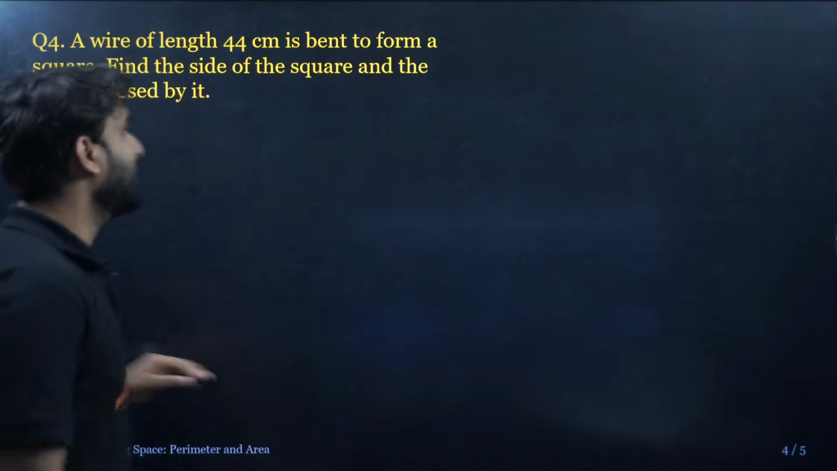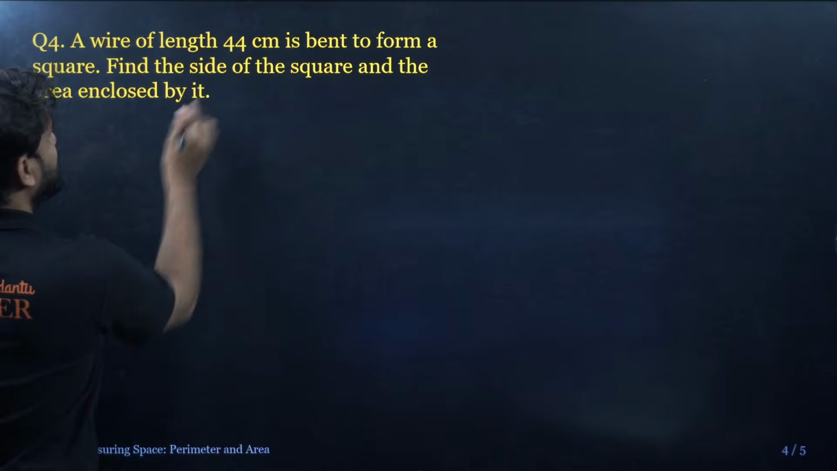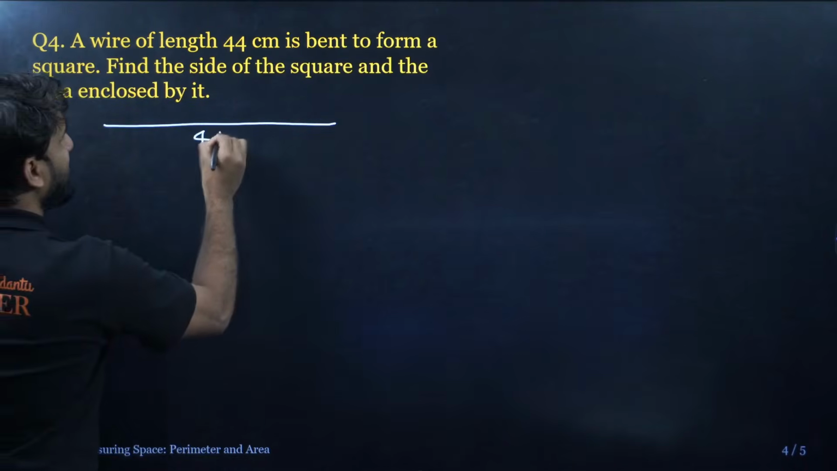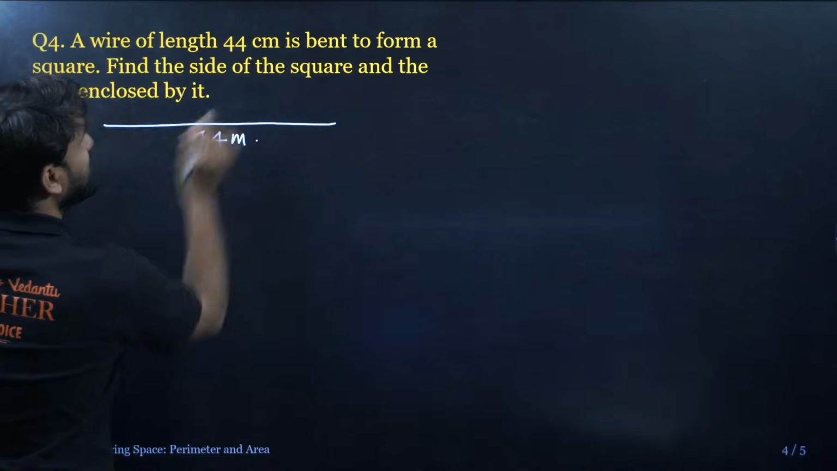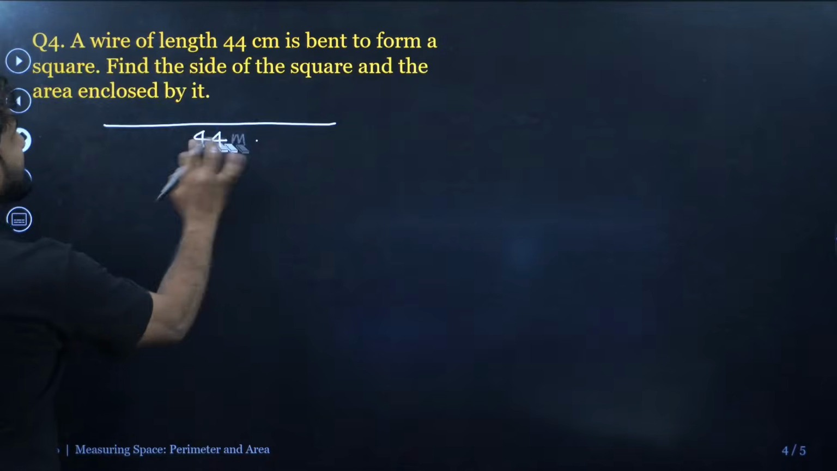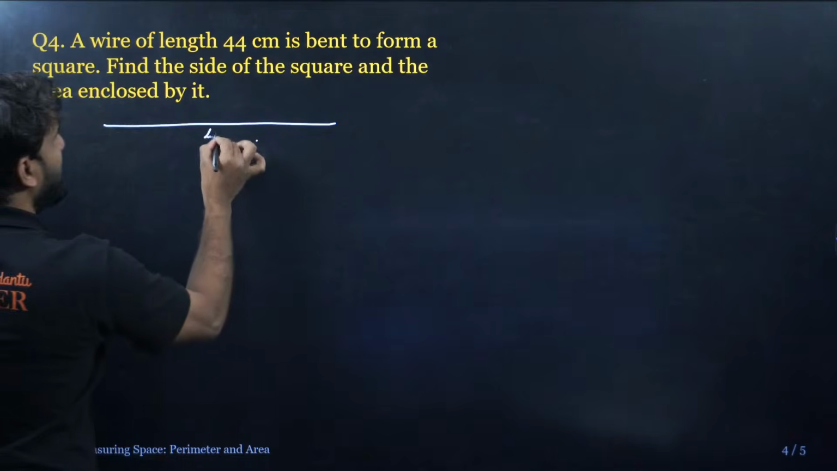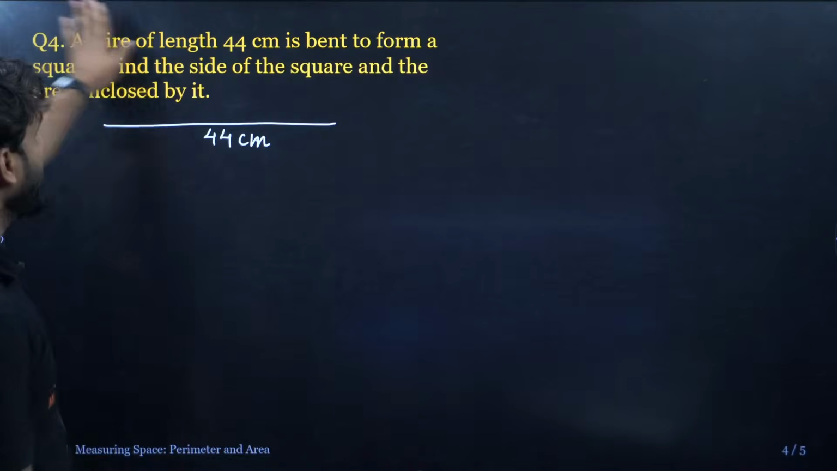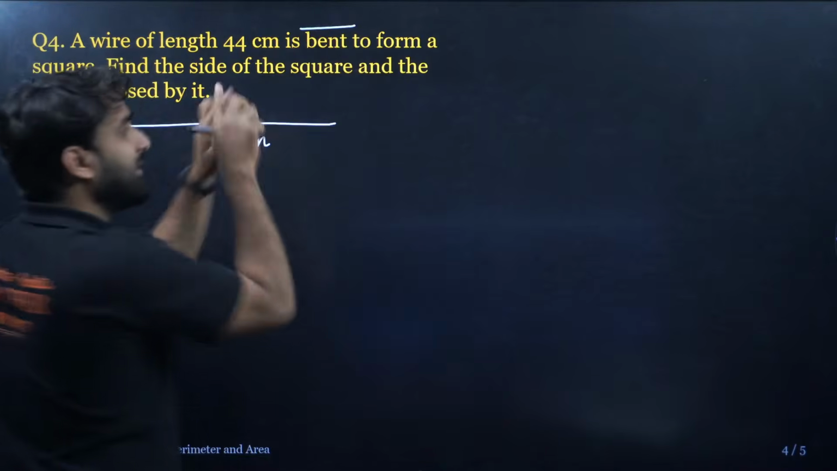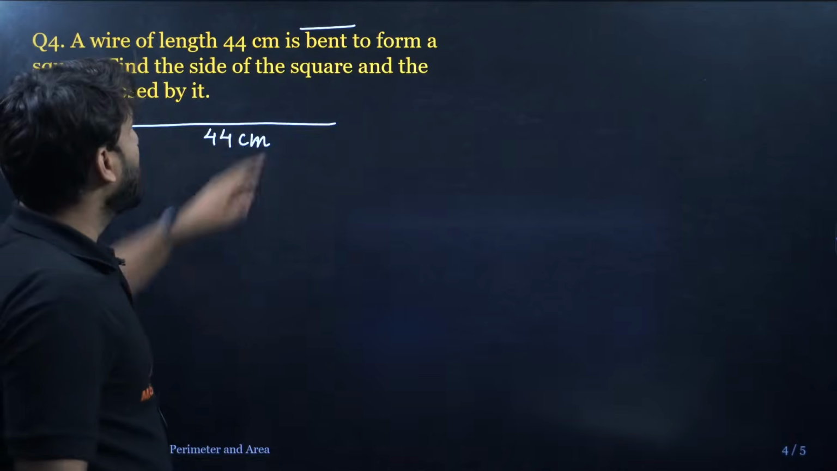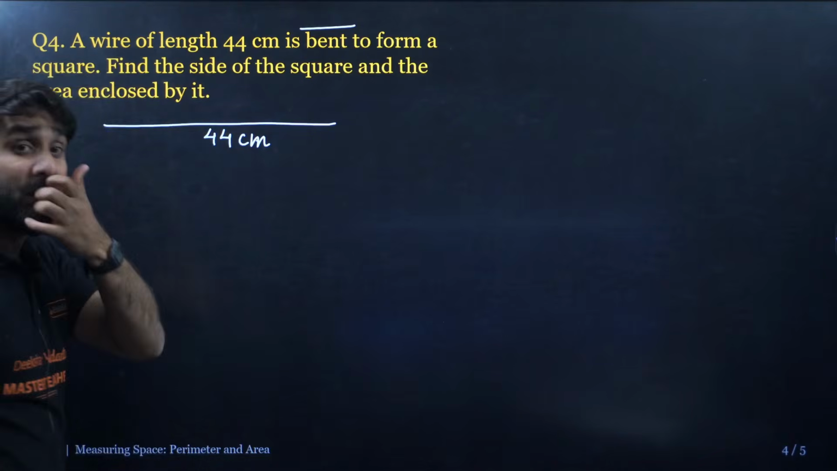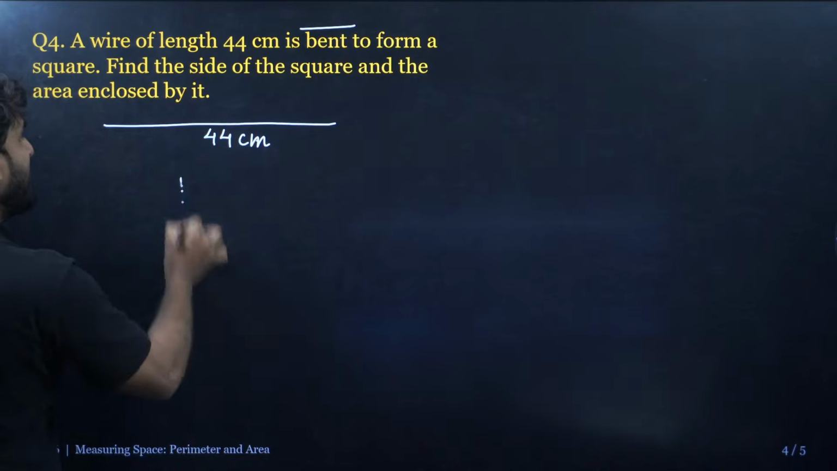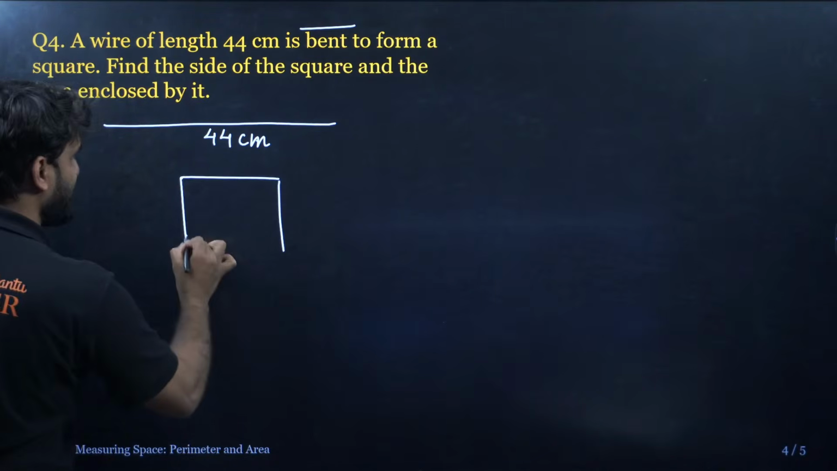Okay. So a wire of length, so we have a wire. Let's say this is a wire and the length of wire is 44 centimeter. This is the total length of the wire, 44 centimeter, is turned to form a square. So we are making a square from this wire. The same wire is there and we have converted this wire in the shape of square.